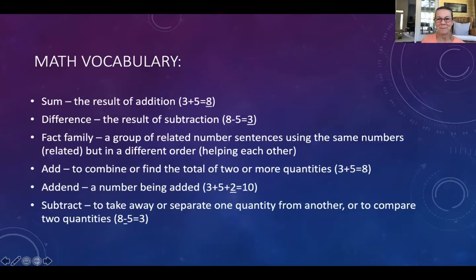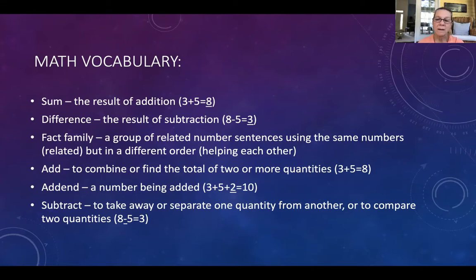Before we get into fact families, I want to talk to you a little bit about vocabulary and some terminology that you may already know, or maybe it's new, but you will hear. We know the sum is a result of addition. The sum is what something plus something equals. The difference is also the result of subtraction. So something minus something is what it equals. A fact family is a group of related number sentences using the same numbers. They're related, but in a different order, so they're helping each other out.